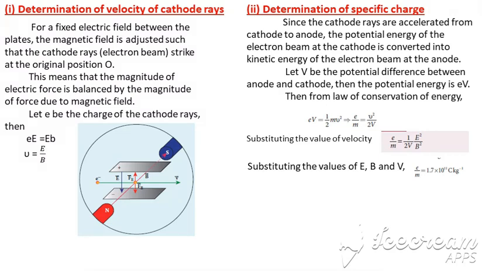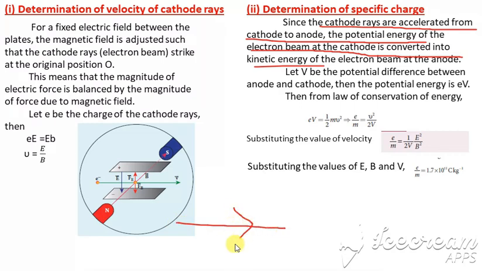Next is the determination of specific charge. This is what we have to find, that is the specific charge. For this, since the cathode rays are accelerated from the cathode to anode, the potential energy of the electron beam is converted into kinetic energy. So, since the ray passes from cathode to anode, we can say that the potential energy is being converted into what? The kinetic energy.